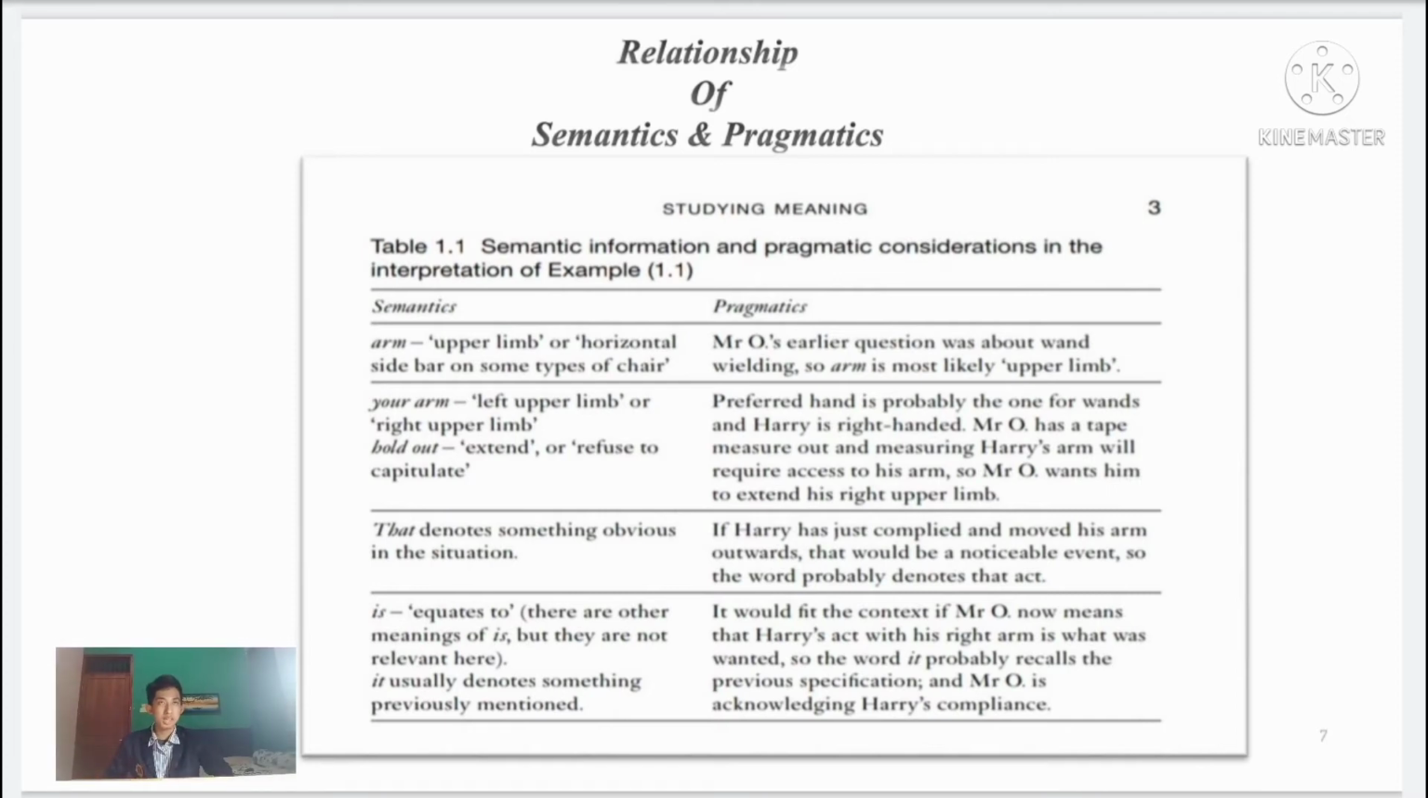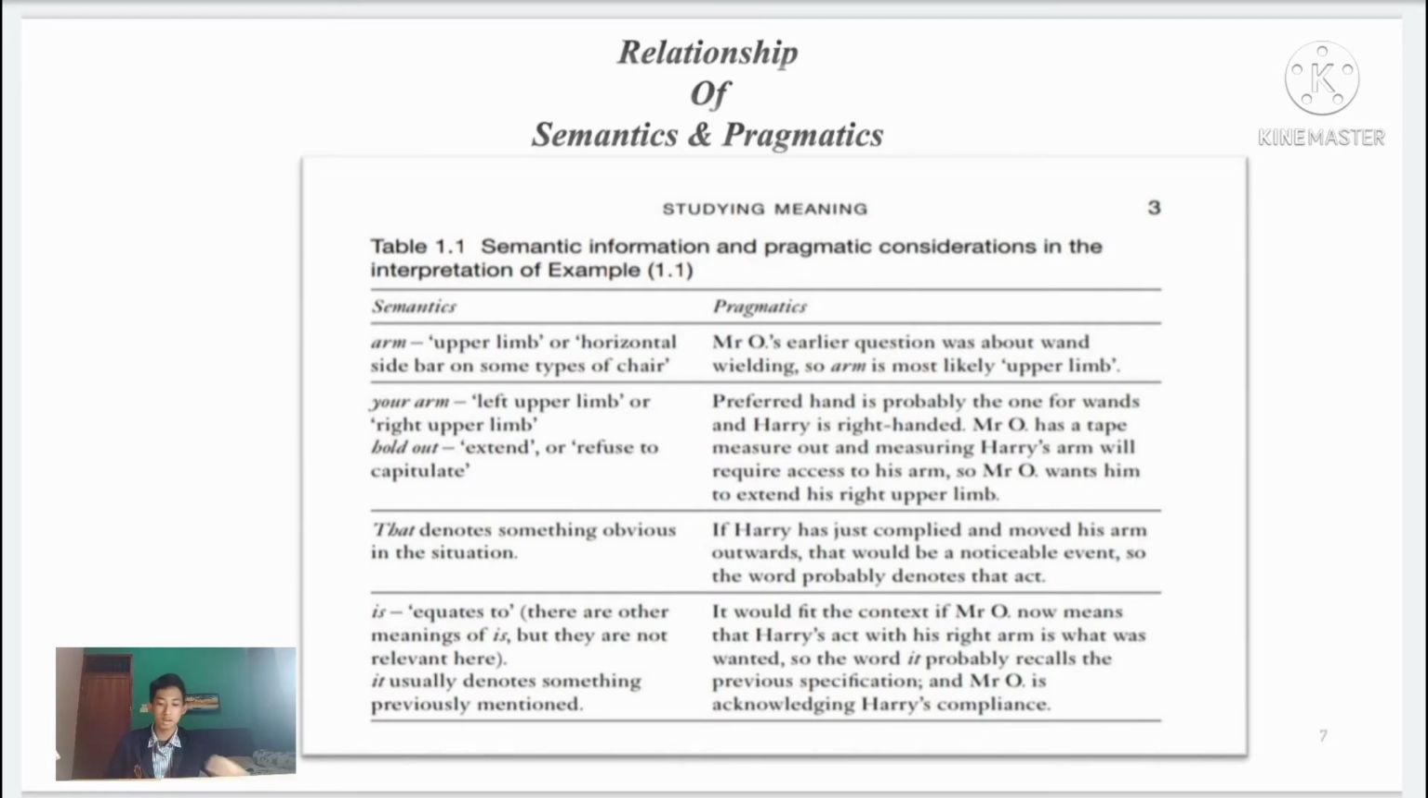Now we've come to the relation of semantics and pragmatics. For the relation, you already know from the concept what semantics is and what pragmatics is. Semantics is the study of smaller units in a sentence, and pragmatics is the study of meaning of utterances. Now, I have one example that can reflect your understanding very well, and you can also manage yourself to distinguish between semantics and pragmatics in one example.